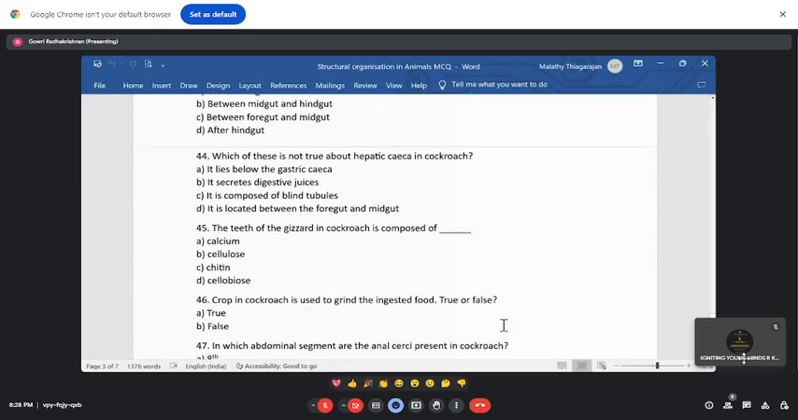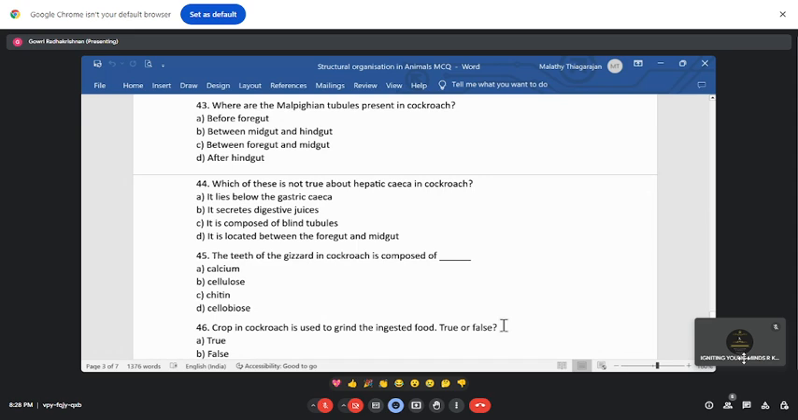Now which question option A: It lies below the gastric caecum. Does it lie below the gastric caecum? What is gastric caecum? Gastric caecum is nothing but hepatic caecum. Both are the same. So it cannot lie below itself, isn't it? So option A is not true because hepatic caecum is same as gastric caecum. So that option is not true.